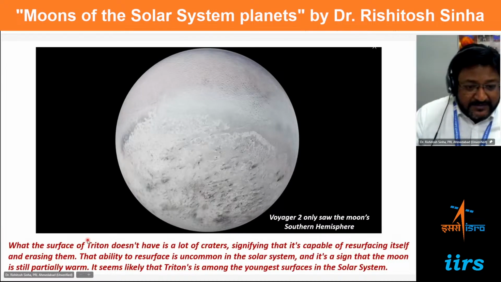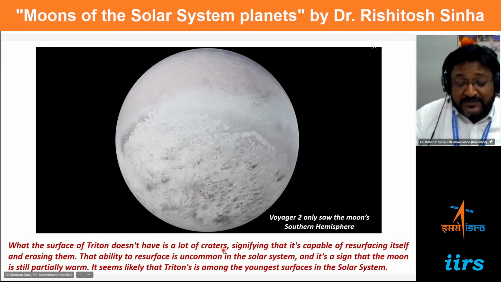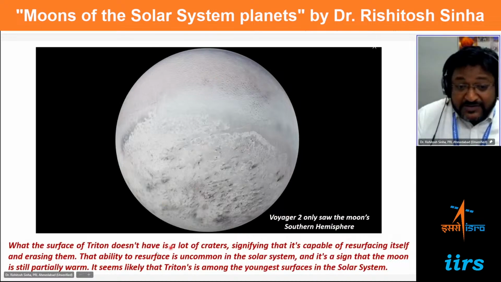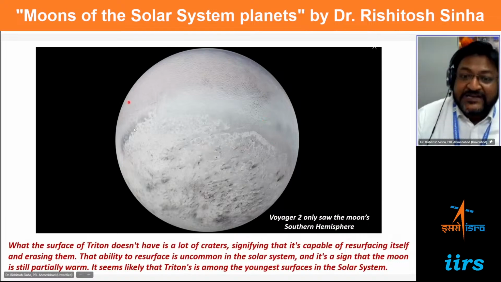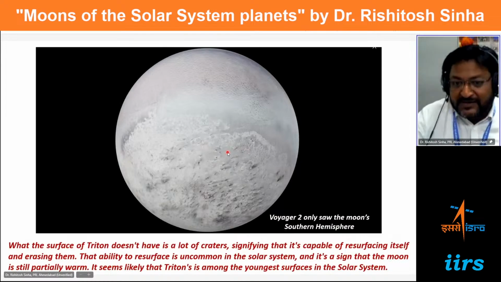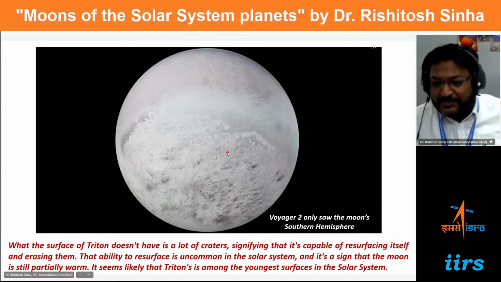And the surface of Titan, if you see, doesn't have a lot of craters. What does it signify? It signifies that it is capable of resurfacing itself. And if at all craters have formed, they might have been erased over time. That ability to resurface is uncommon in the solar system. And because these are icy moons, icy bodies, it is an indication that the interior may be still warm. And if the interior is warm, as we have seen in the previous cases, water and other fluids in this interior may ooze out in the form of jets or plumes.